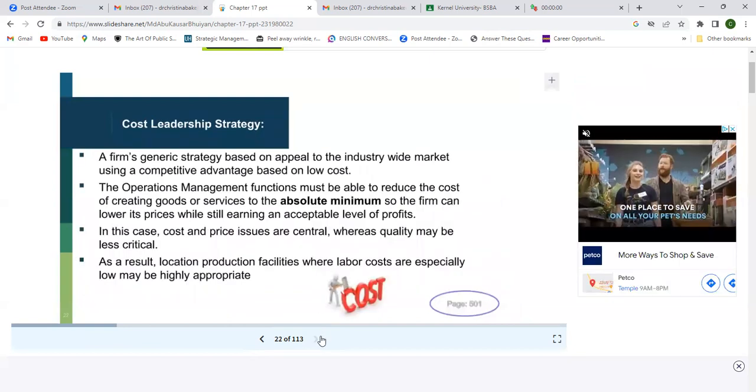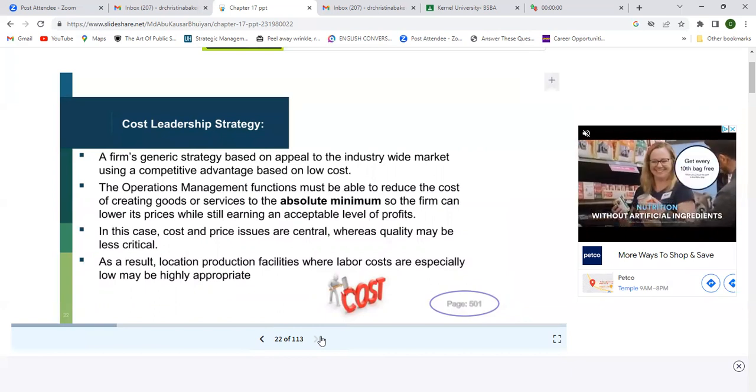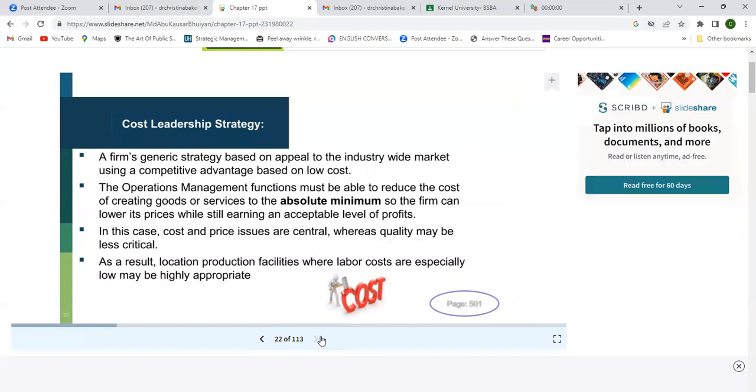Cost leadership is a firm's generic strategy based on appeal to the industry-wide market using competitive advantage based on low cost. Operation management must be able to reduce the cost of creating goods or services to the absolute minimum so the firm can lower the price while still earning an acceptable level of profits. In this case, cost and price issues are central, whereas quality may be less critical. As a result, locating production facilities where labor costs are especially low may be highly appropriate.